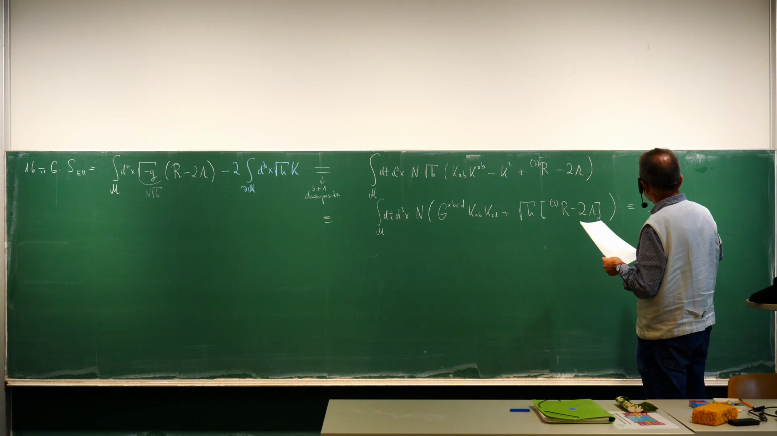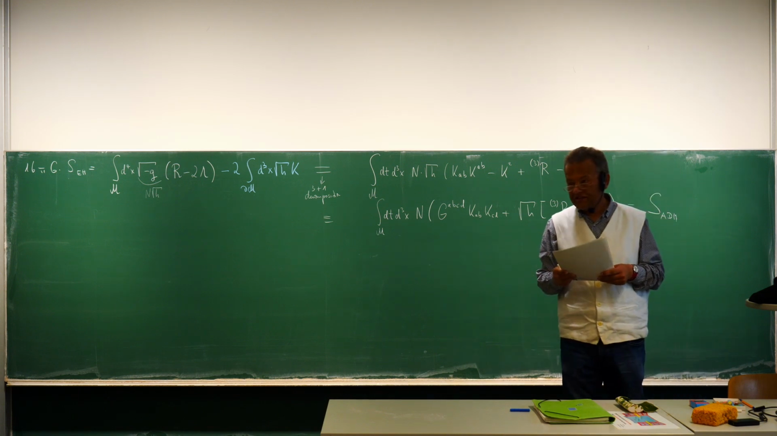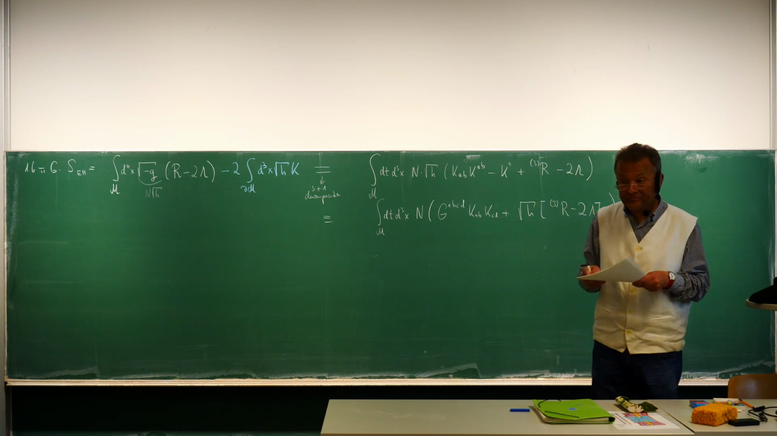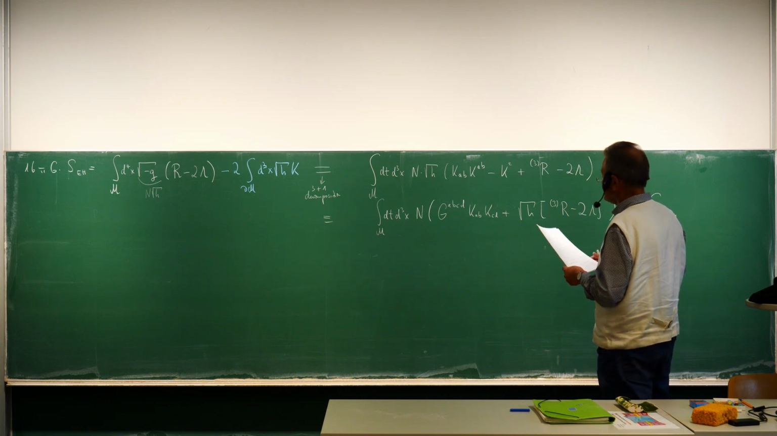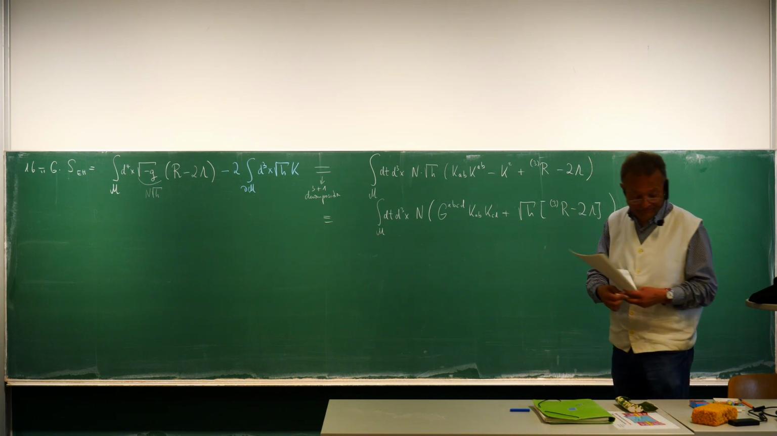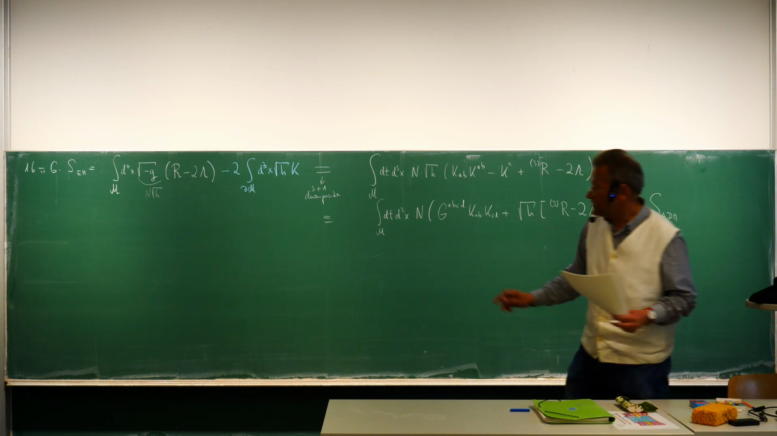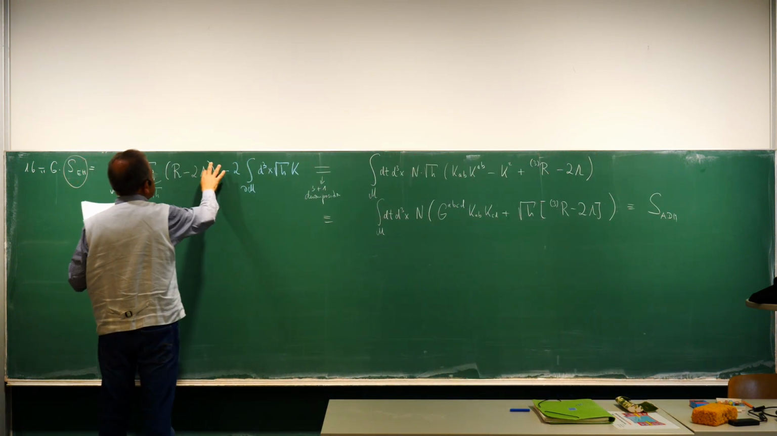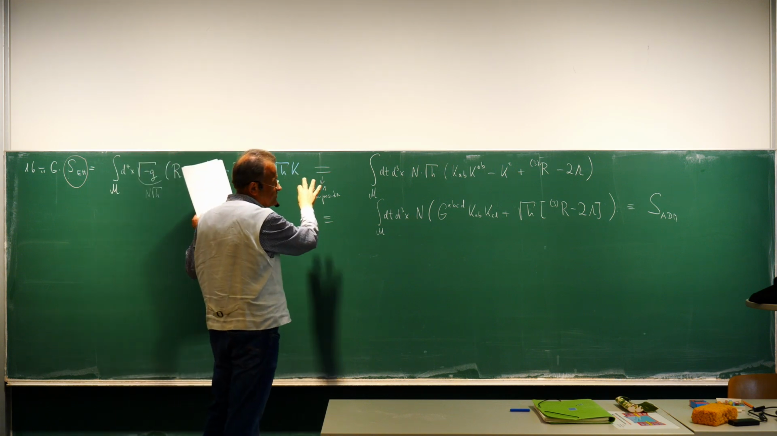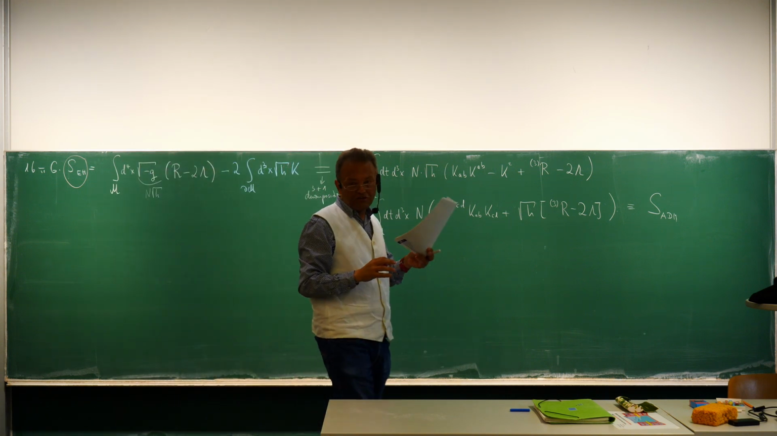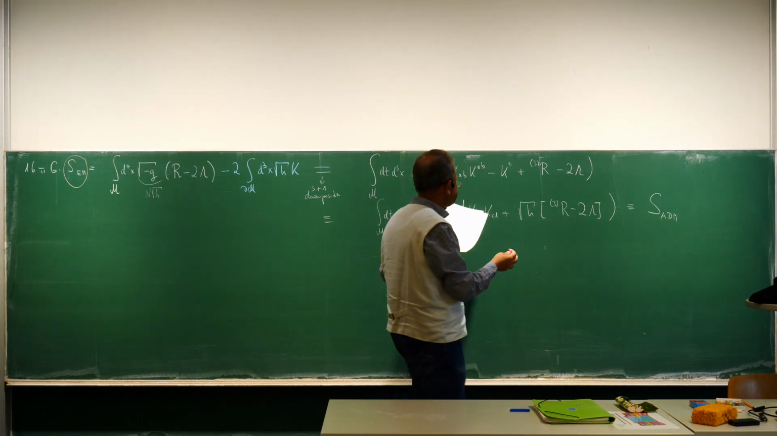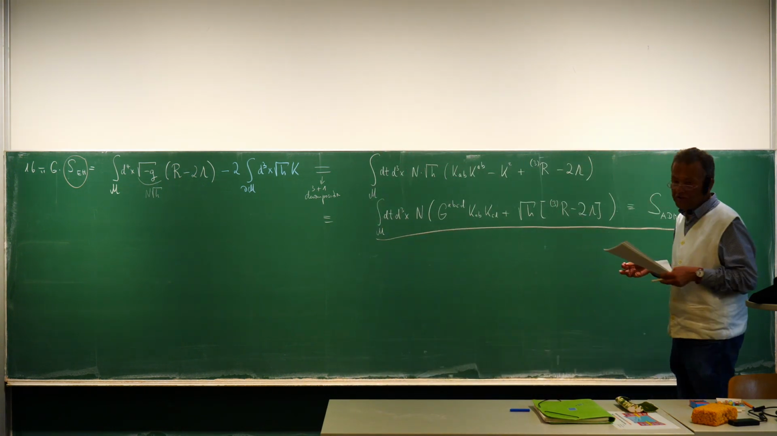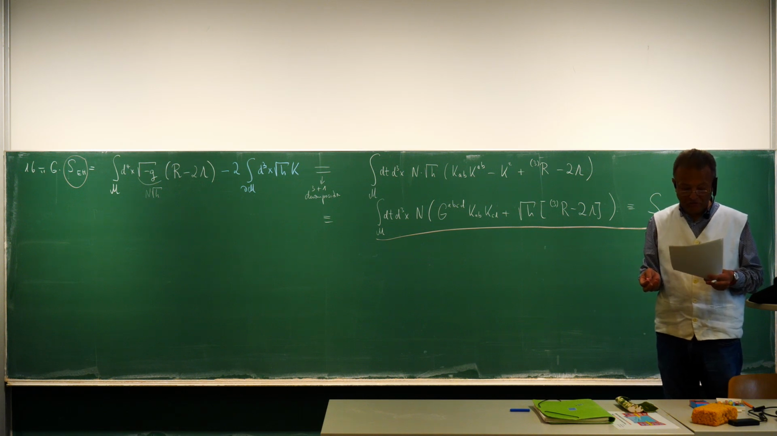Arnowitt, Deser, Misner, at the end of the 50s, introduced this 3 plus 1 decomposition into the physics literature. But of course it comes from the Einstein-Hilbert action. So that's the covariant formalism. This is what you use when you calculate a path integral, say. And this is then what you use when you do canonical quantization or formulation.